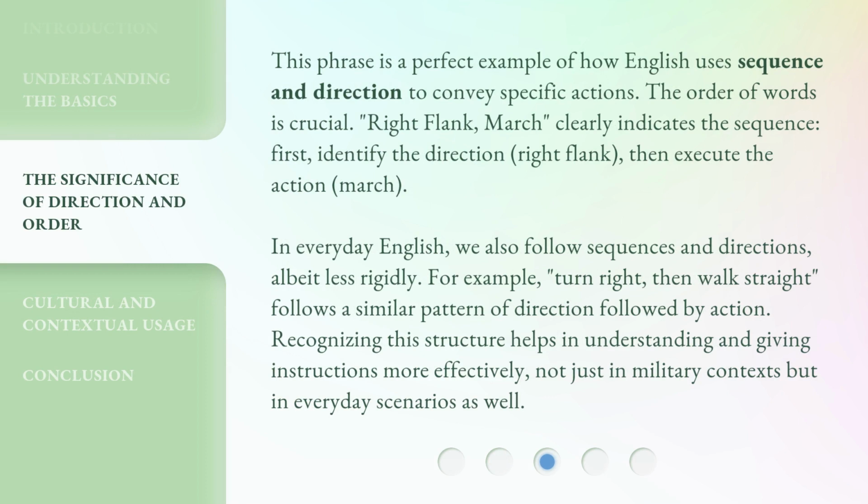This phrase is a perfect example of how English uses sequence and direction to convey specific actions. The order of words is crucial. Right flank, march, clearly indicates the sequence. First, identify the direction, right flank. Then execute the action, march. In everyday English, we also follow sequences and directions, albeit less rigidly. For example, turn right, then walk straight, follows a similar pattern of direction followed by action. Recognizing this structure helps in understanding and giving instructions more effectively, not just in military contexts but in everyday scenarios as well.